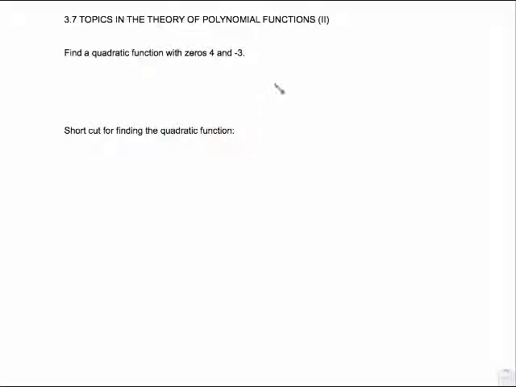This is pre-calc section 3.7, topics in the theory of polynomial functions. The first one says find a quadratic function with zeros 4 and -3. This is where we work backwards. X equals 4, x equals -3. Those are our solutions. Those are our answers.